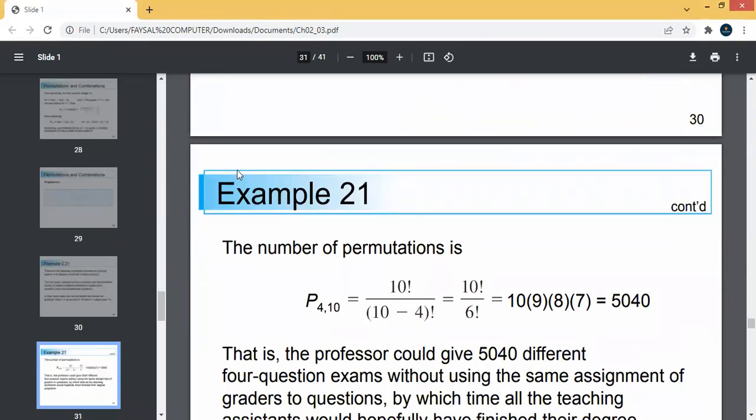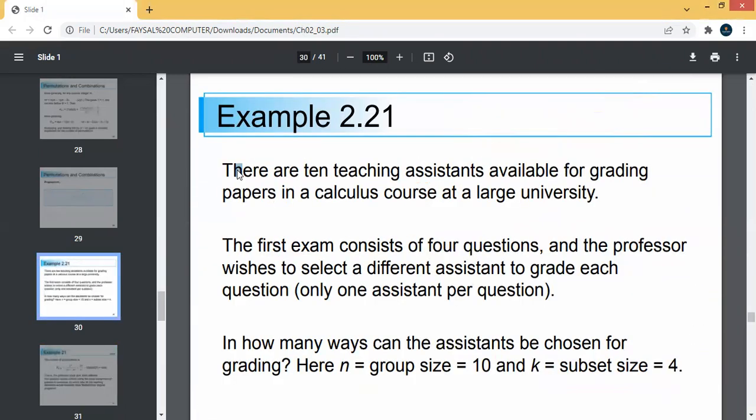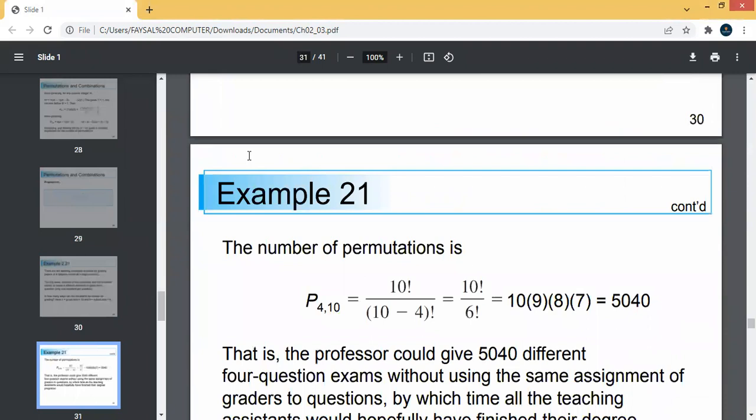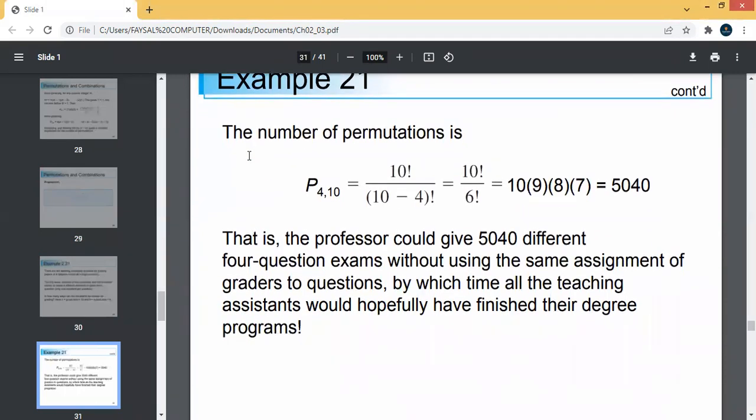Now the number of permutations for this one, because the subset size equals 4 and the group size equals 10, will be written as P with the two parameters 10 and 4. This will be 10 factorial divided by 10 minus 4 factorial. This will be 10 factorial divided by 6 factorial.